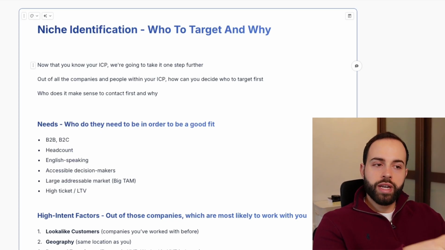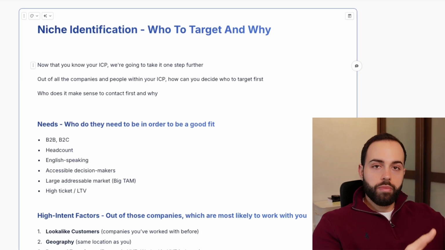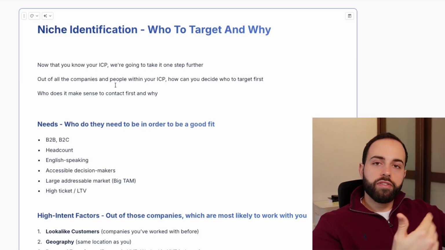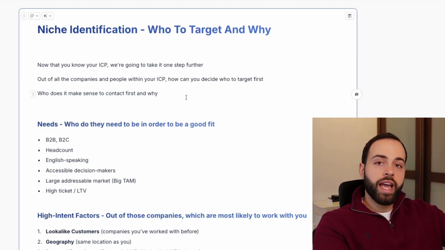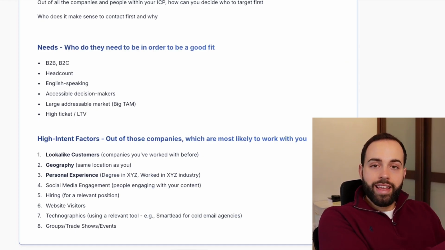So what I'm about to show you now is going to give you an extreme advantage, an edge over your competition in the market that you're going to be contacting. And I'm going to show you how to find those markets where you actually have an edge over your competition. Now, the way I like to think about this is by splitting it into two factors. We have needs and we have high intent factors. So the first thing we're going to start off with is needs.